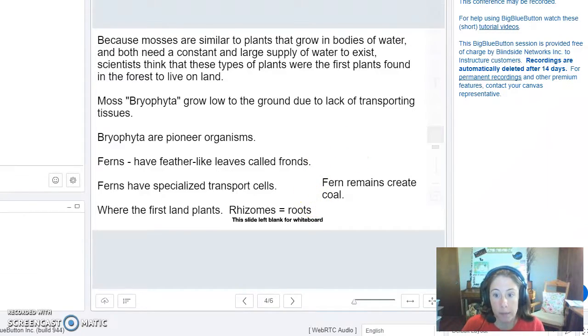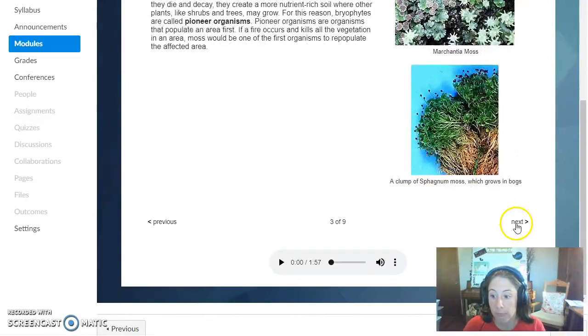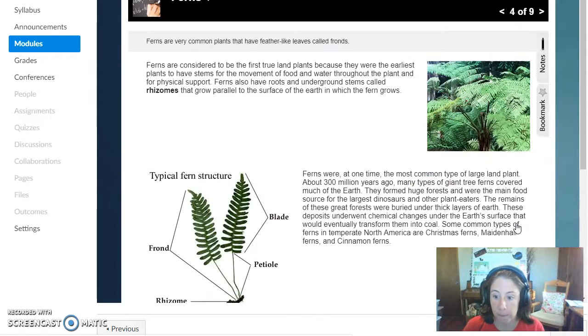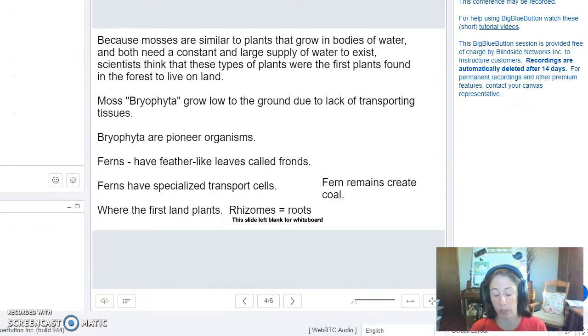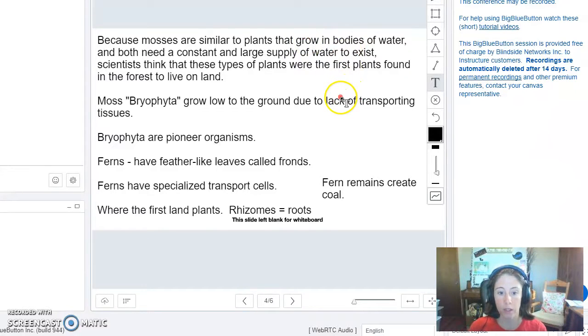So ferns, and let me get you just a picture real quick so you can distinguish that. You guys have probably seen ferns before. Maybe your mom or your grandmother hangs them outside. These are more common than mosses if you don't live in a wooded area; mosses are common in wooded areas. So ferns have feather-like leaves called fronds. Fronds was a vocabulary term.